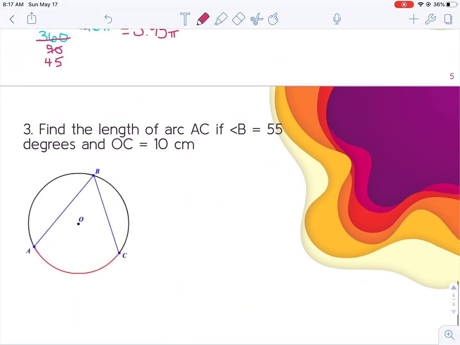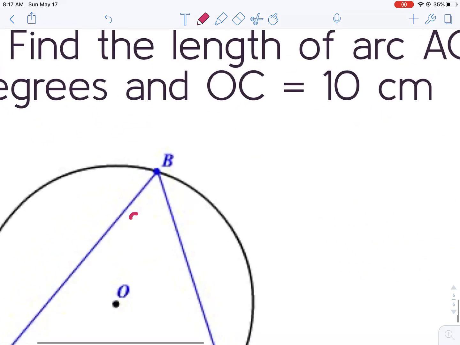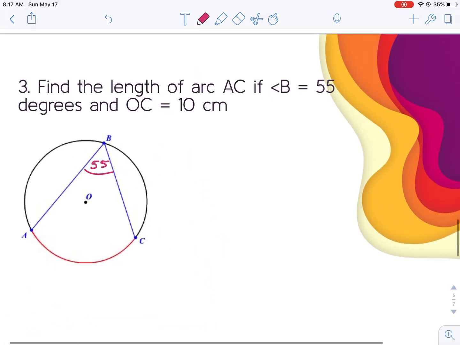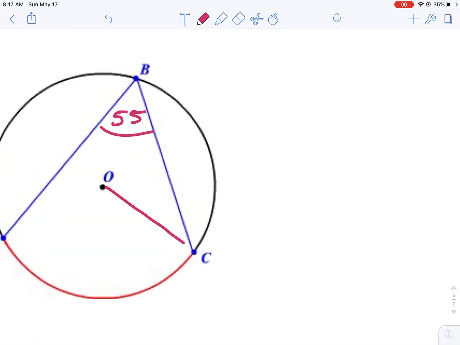One more example that we'll do just like that. We're looking for arc AC if angle B is 55 degrees. So this is 55. O to C is 10, so my radius is 10. Easy breezy. And some of you are sitting here and you're like, easy breezy, piece of cake, throw 55 over 360 times 20 pi, and you're painfully close.